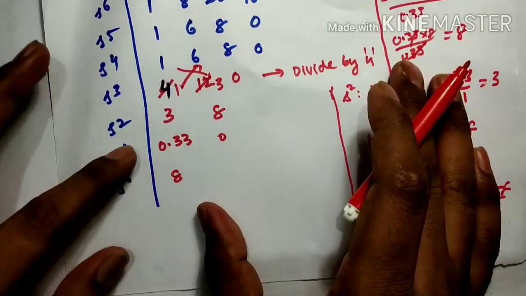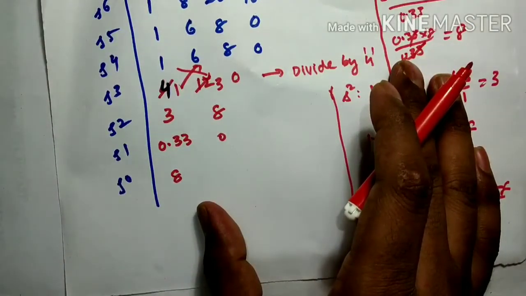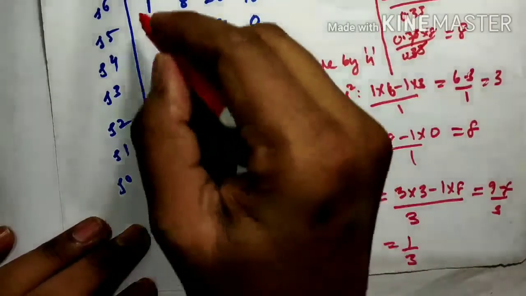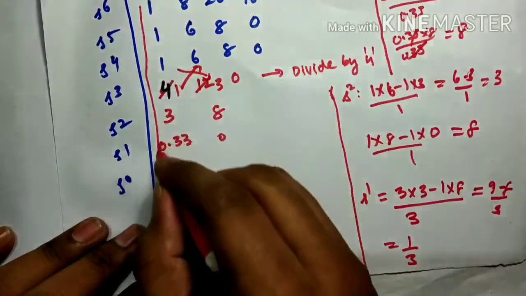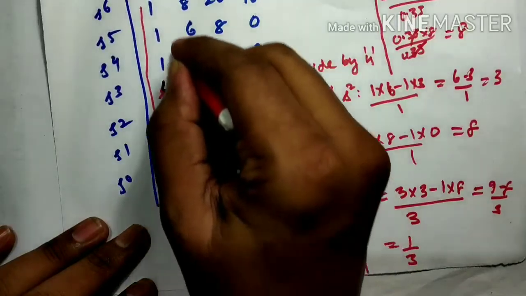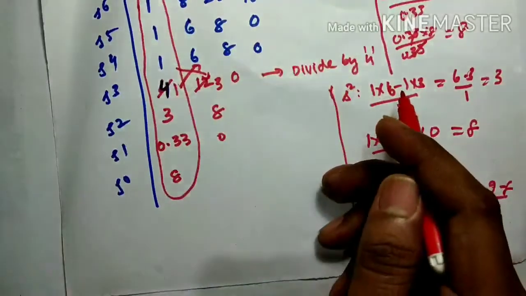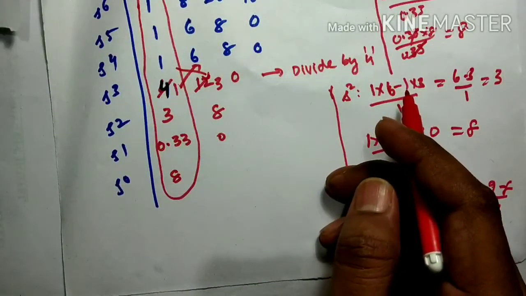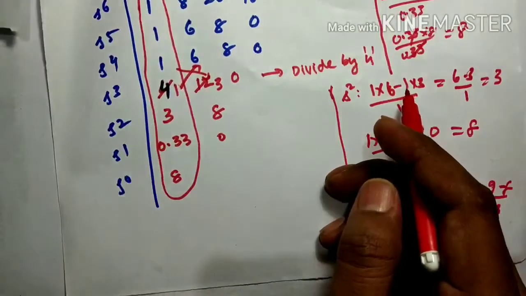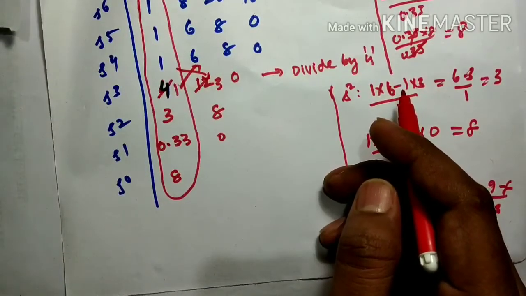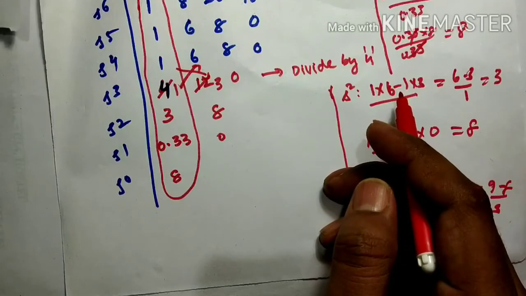You have to examine the first column of the elements. When you observe the first column, there is no sign change. What is the question they asked? Construct a Routh array. So we have constructed the Routh array. Next, we have to determine the stability of the system.